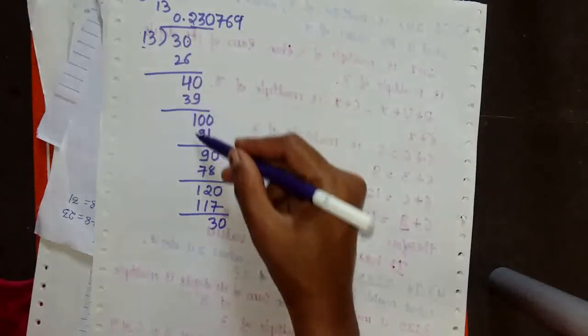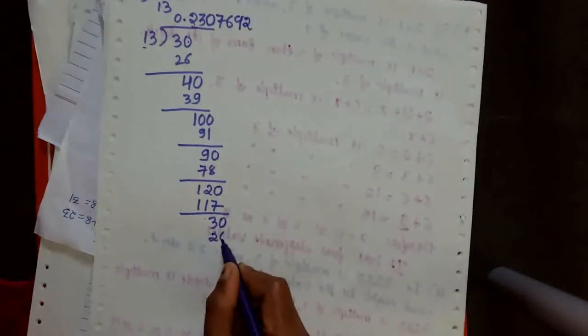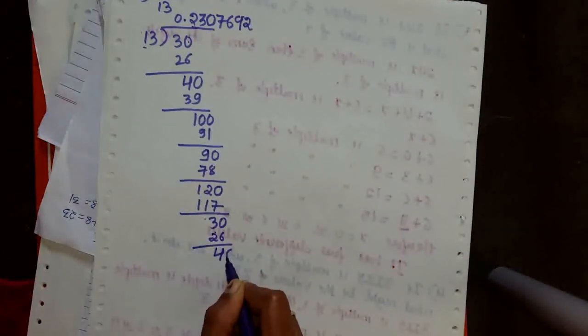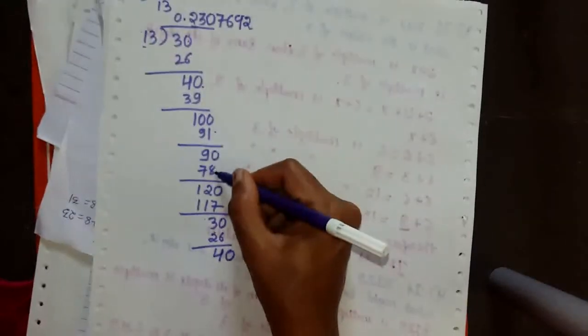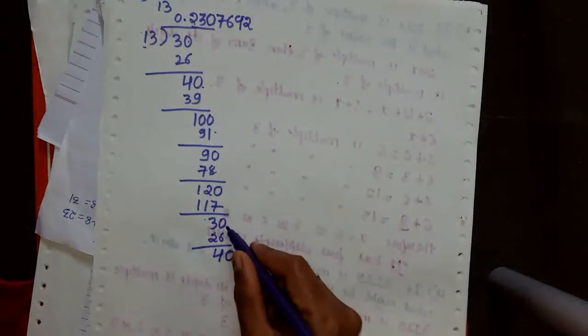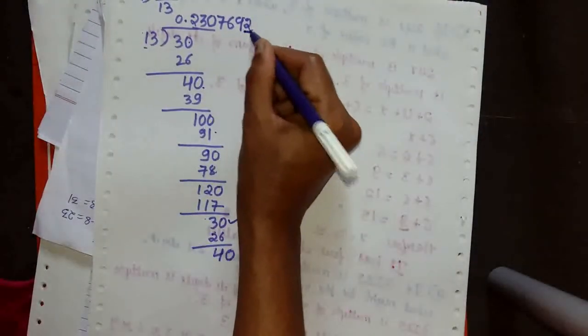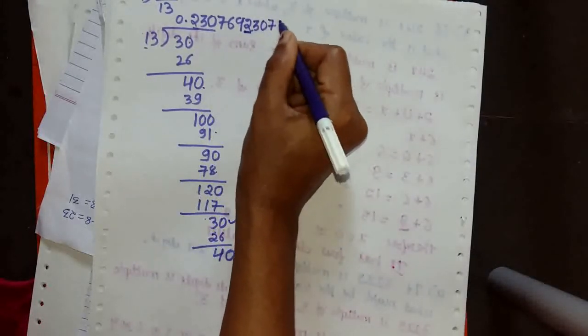The same process will be repeated here. Again we have 30 here. 13 times 2 is 26, remain with 4, it becomes 40. So this repeats here, and again this repeats. Here it is repeating from 2. Again we will get 2 3 0 7 6 9.